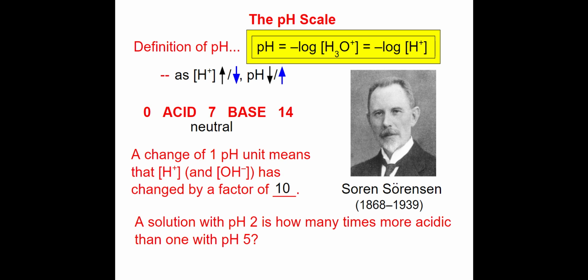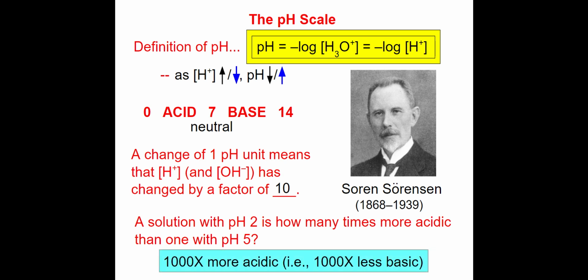So a solution of pH 2 is how many times more acidic than one with a pH of 5? It would be 1,000 times more acidic because you're moving 3 factors.